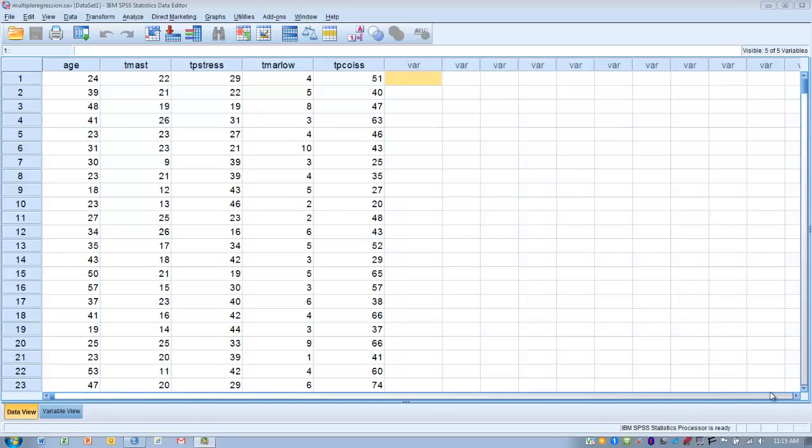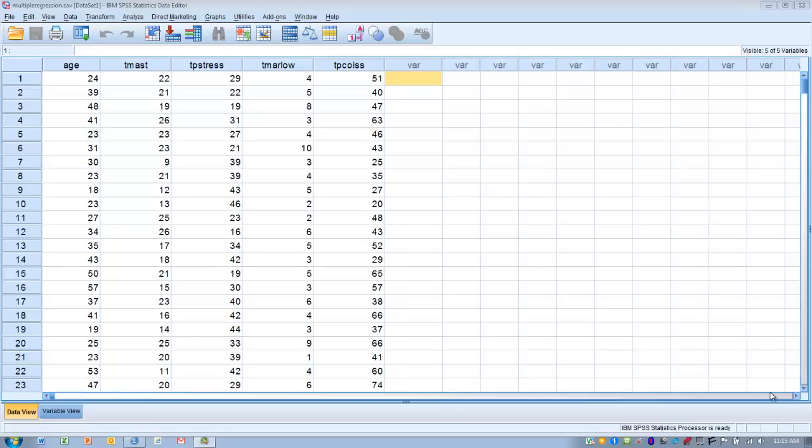Now there are several assumptions with multiple regression. And one of the first is sample size. And typically the rule of thumb here is the larger the sample size the better, because as we're trying to make predictions about outcomes, we need to have enough variance or enough variability in our predictors as well as in our outcome to be able to make a good prediction.